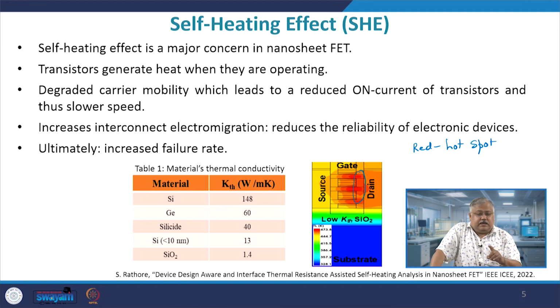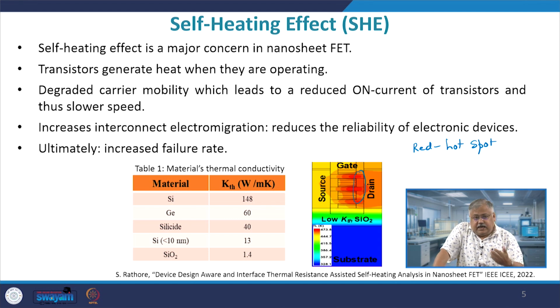However, please understand, there is no way this heat can be dissipated to the external world, because there is no metal layer, there is no external source layer. So what happens is that the heat gets accumulated, right. And therefore, the second point: the transistor will generate heat when they are operating. Operating means when they are operating in the saturation region.